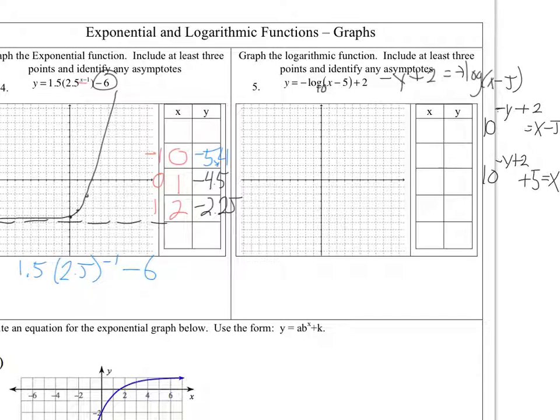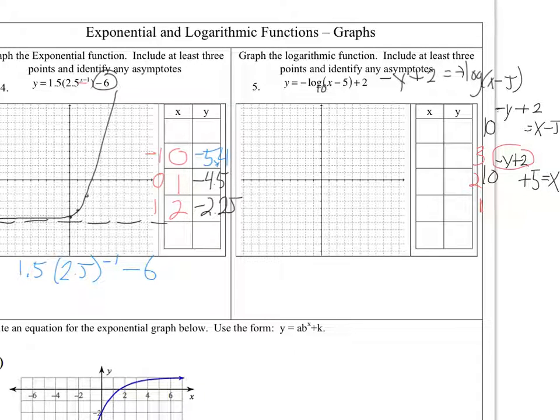Alright, I'm going to use my xy table, plugging in values for y. And I'm going to choose numbers that make this nice and easy to work with. So that'd be negative 1, 0, and 1 for the exponent. To get the exponent to be negative 1, this has got to be 3. To get the exponent to be 0, y has got to be 2. And to get the exponent to be 1, y has to be 1. Those are some pretty good points to work with in general.